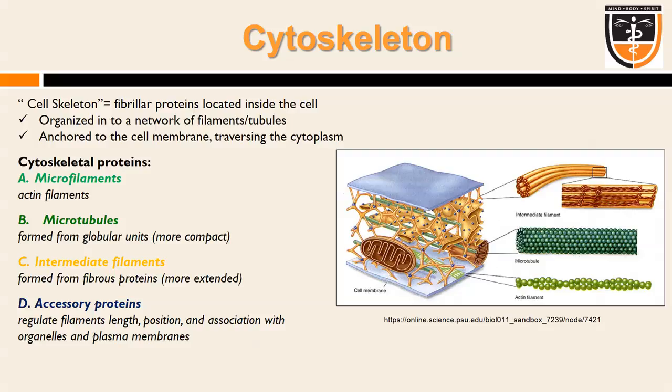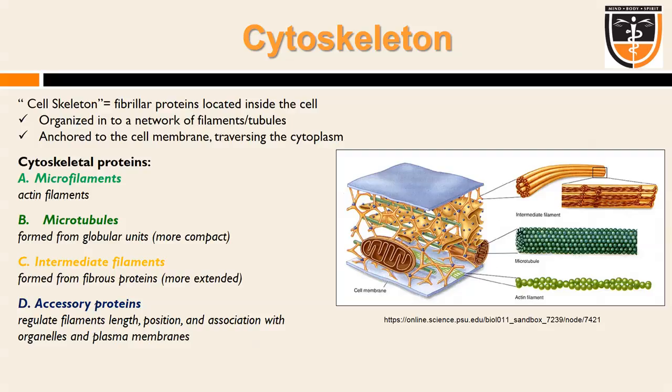So it's composed of these fibrillar or fiber-like proteins that are located inside the cell, and they form a meshwork or scaffolding inside the cell that maintain the cell shape. They're anchored to the cell membrane, as we see here, and then they will transverse the cytoplasm, ensuring that the cell maintains its own shape. So the cell is not squishy, the cell has proteins inside that enable and ensure the cell shape.